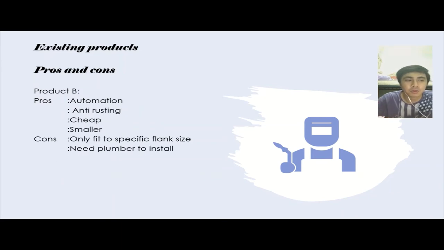Okay, for product B, the pros are automation, anti-rusting, and cheap. For cons, it only fits a specific fan size and also needs a plumber to install.